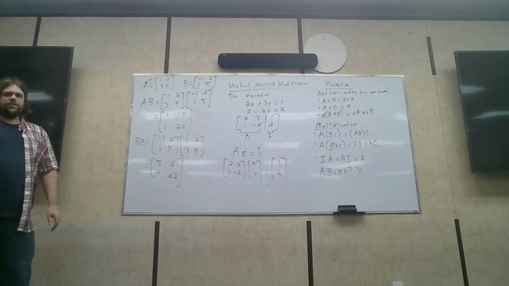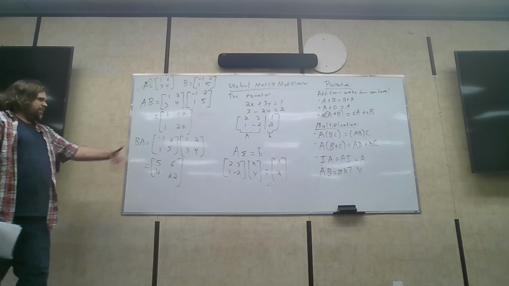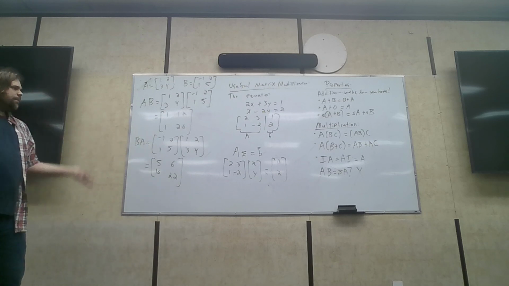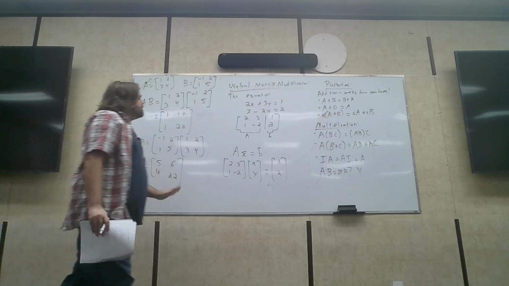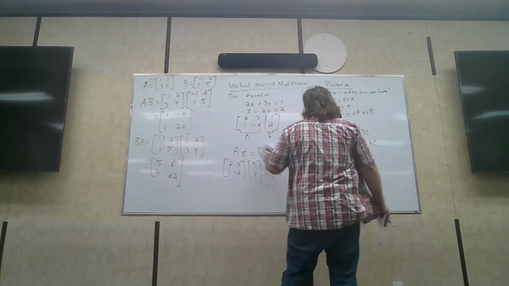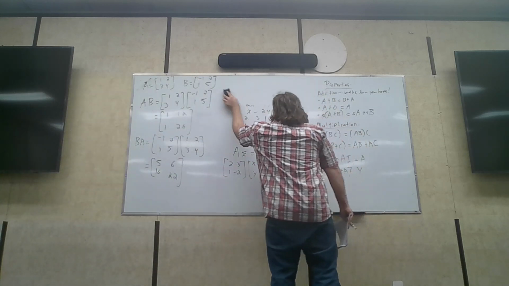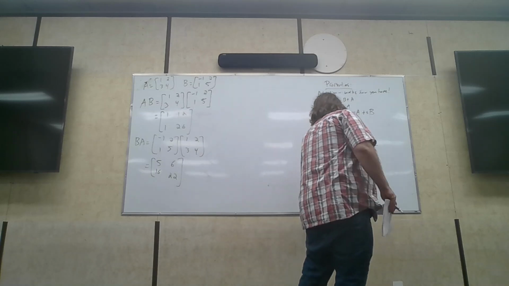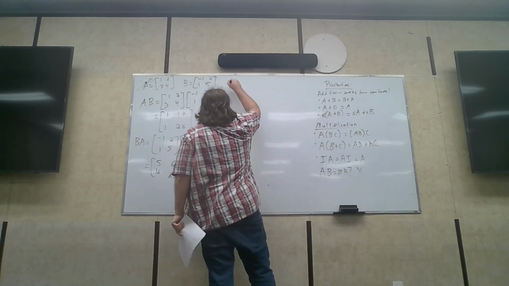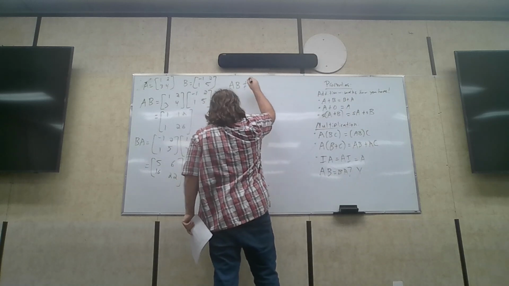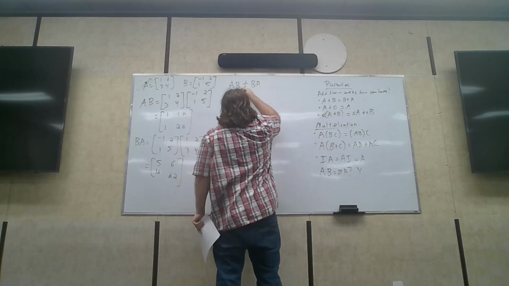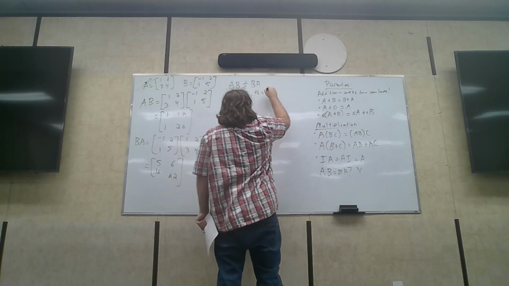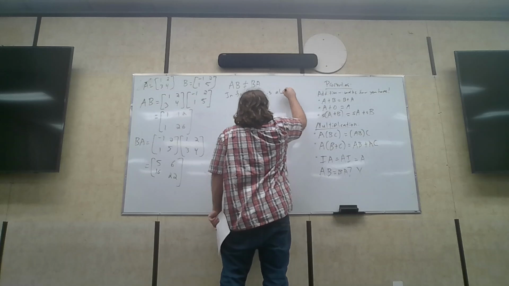Not a single entry matches, right? In fact, there's not even any repeated stuff. So just 2 random matrices I cooked up, they don't commute, right? So this is a warning. Almost never is this true. So A times B is not B times A. In fact, this is almost never true.